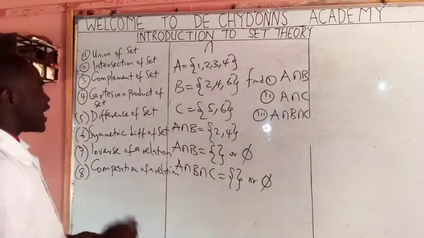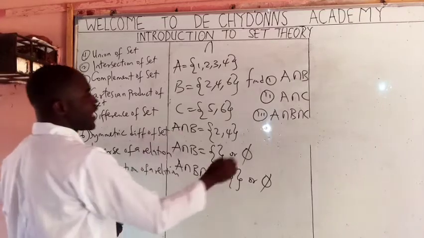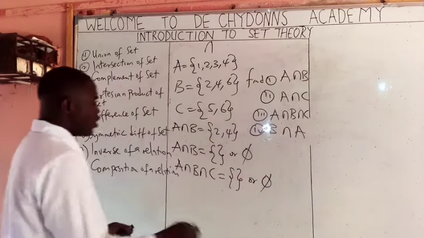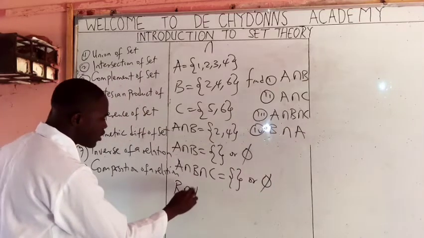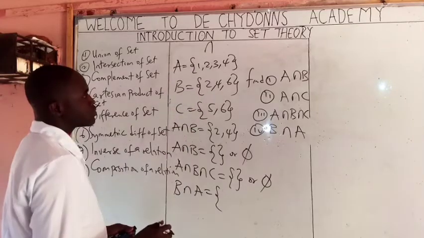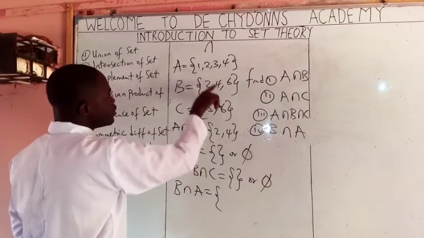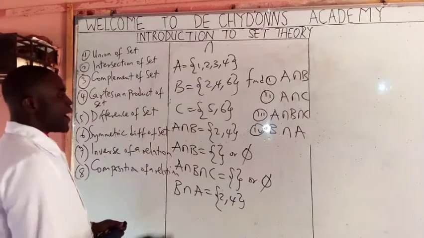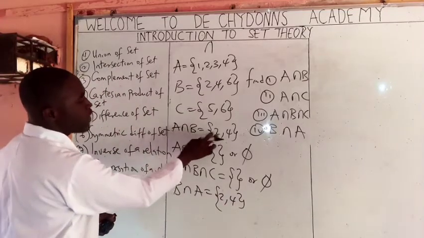Now, note that if they ask you to get (iv) B intersection A. What is B intersection A? It simply means, what does B and A have in common? They have 2, they have 4, you say 2, 4. Remember, when we say A intersection B, we have 2 and 4.